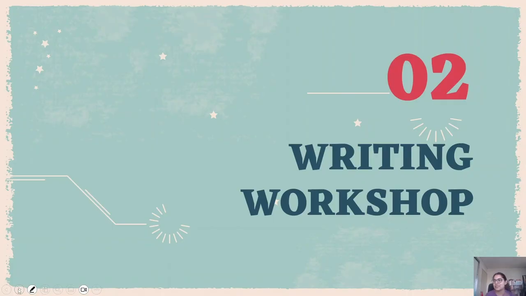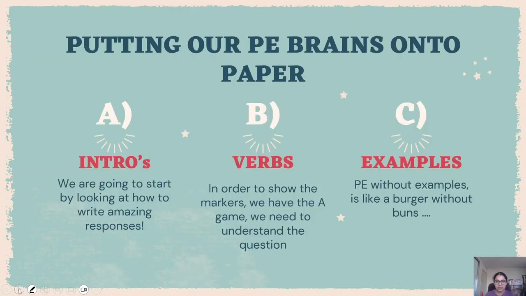Okay, so let us now start focusing on our writing workshop. Putting our PE brains onto paper. We are going to start by looking at how to write amazing responses, and we're going to focus on intros. We're then going to look at the importance of the verbs. We have to show the marker that we have the A game, that we understand the question.